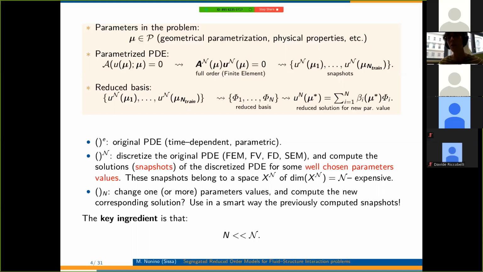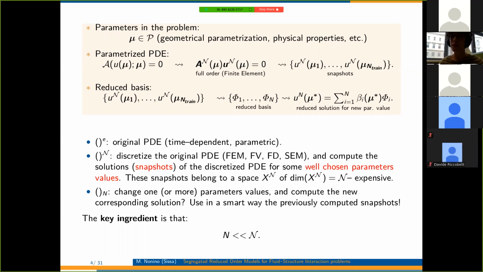This is the expensive part of the algorithm. So you compute a set of snapshots for given values of the parameters. And then the key ingredient is to be able to extract from this set of snapshots a set of smaller cardinality of reduced basis. And then we basically say that for any new value of the parameters in the problem, we approximate the solution of the original problem with a linear combination of these basis functions.